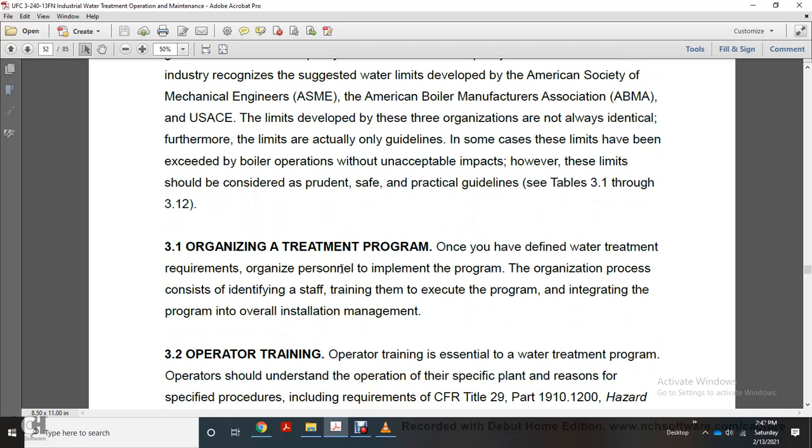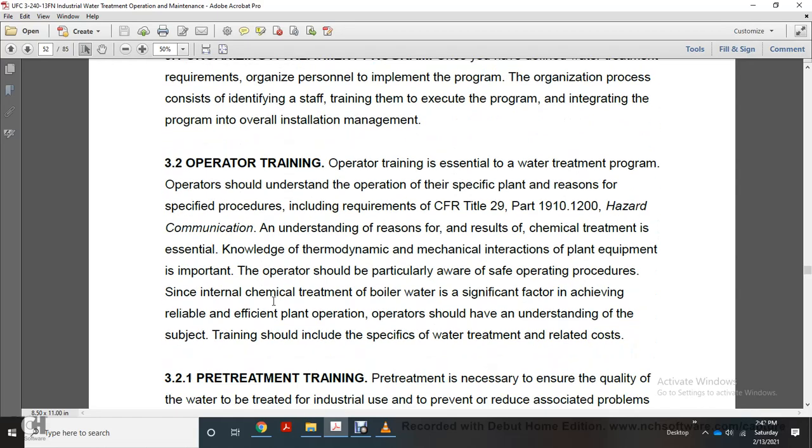For organizing the treatment program, once you have defined the water treatment requirements, organize the personnel to implement the program. The organizing process should consider identifying staff, training them to execute the program, and integrating the program into overall installation management.